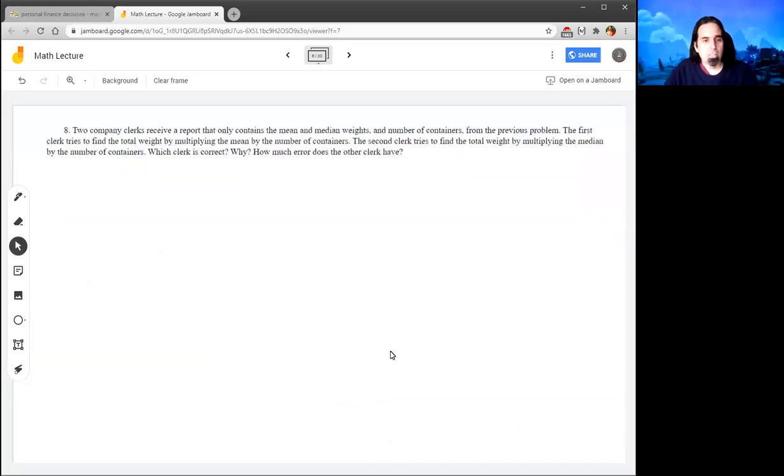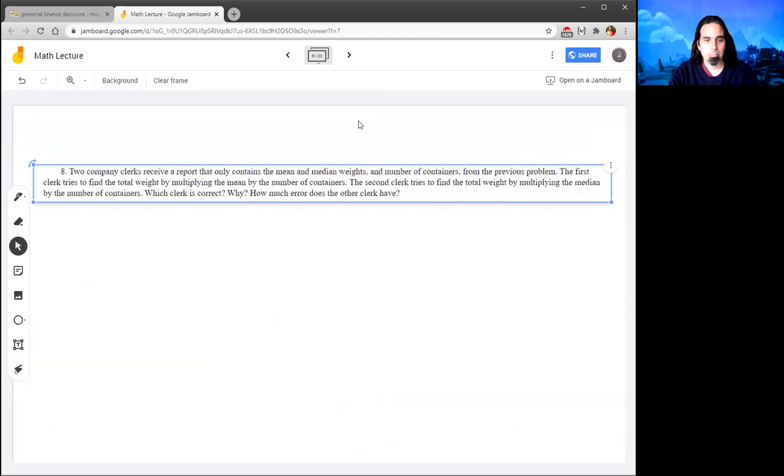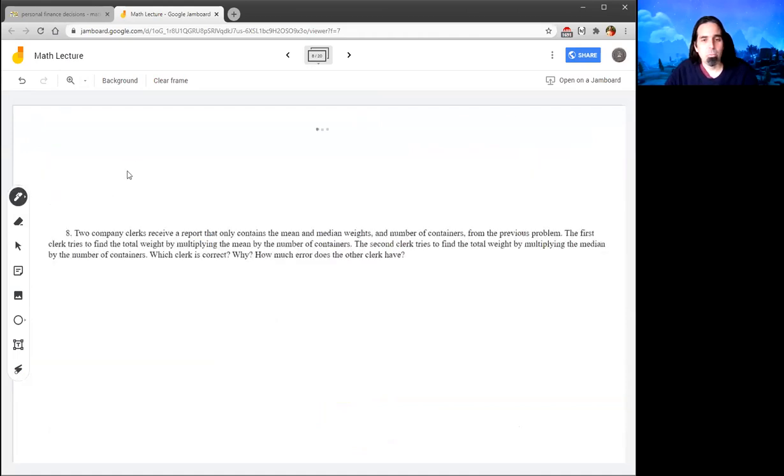Okay, backing up very slightly, number 8 for the typicality. There's a company that has shipping containers. And oops, I forgot to grab the previous problem that had the numbers. I have to do 7 to answer number 8, which someone asked about.